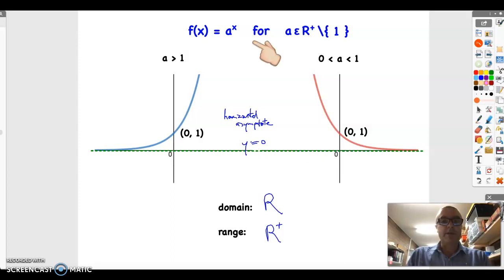Occasionally we might be dealing with a base that is a fraction but positive, so a value of a between 0 and 1. In this case you'll see the graph slope like this. It's got the same asymptote and it's got the same y-intercept. For both functions, as you can see in the two graphs, the domain of these functions is all real numbers. The range, the y values of these functions, is just positive real numbers.